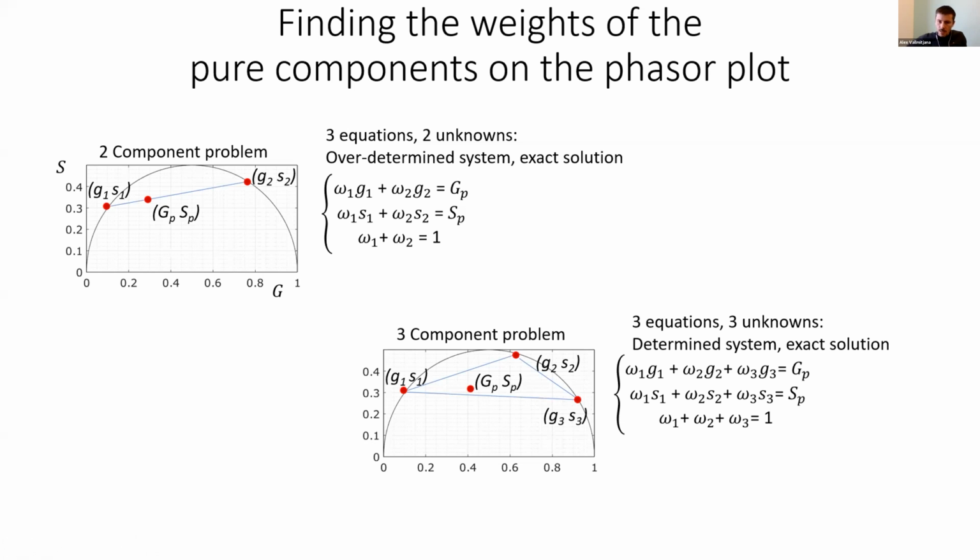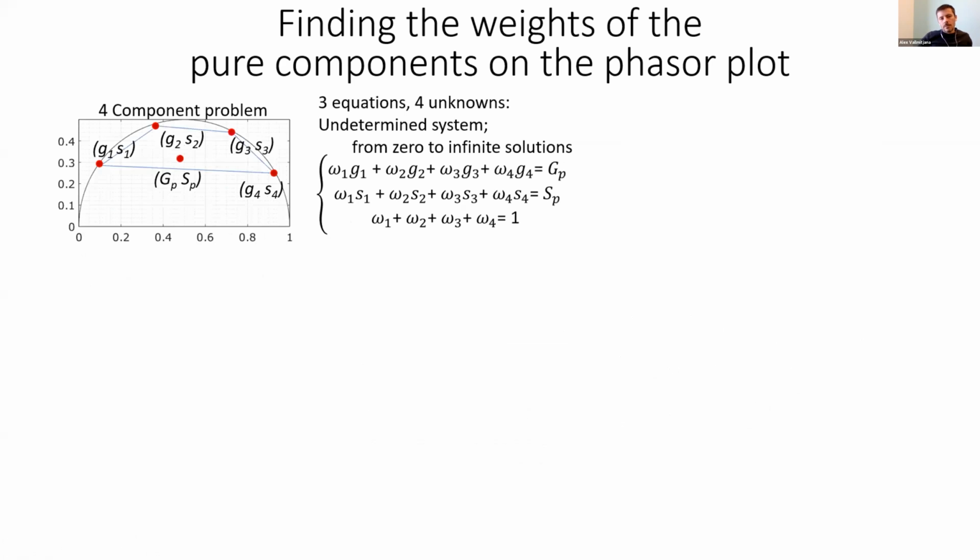So this has been done in the literature for the longest time. Now, what happens if you have 4 components? Well, in 4 components, you have an indeterminate system because you only have 3 equations and 4 unknowns. You cannot solve this. There are from 0 to infinite solutions to this problem.